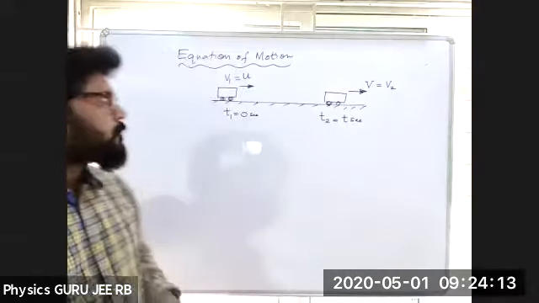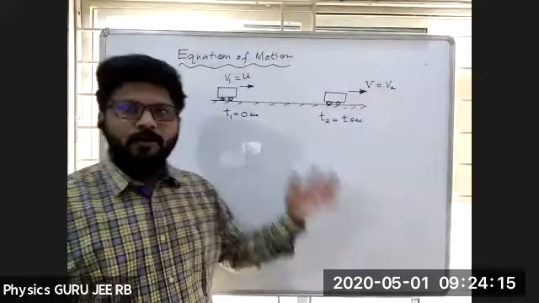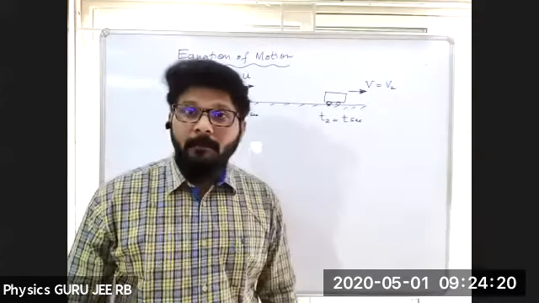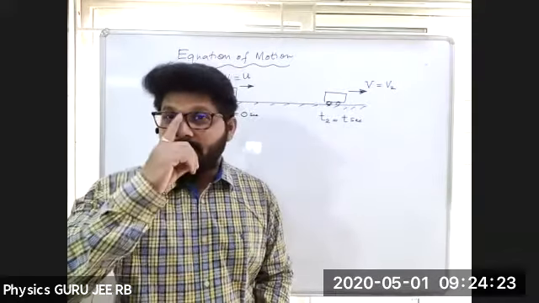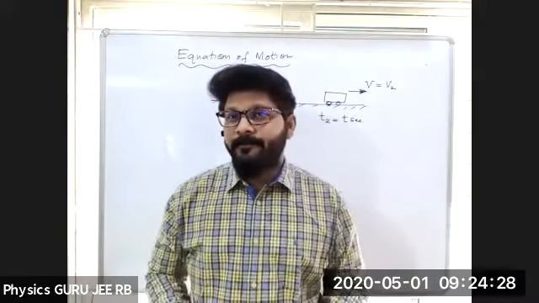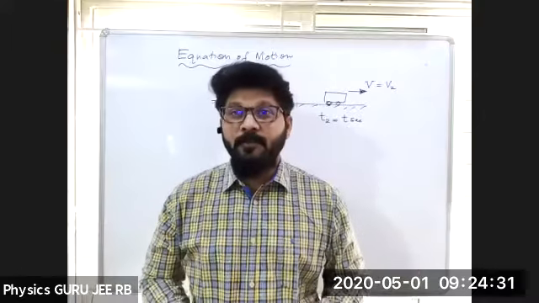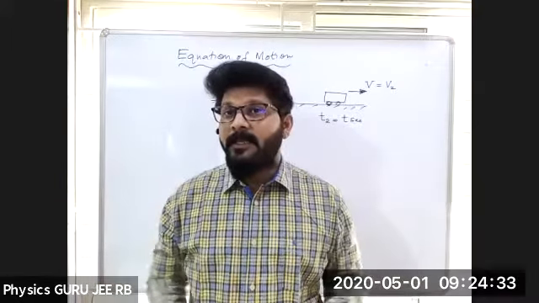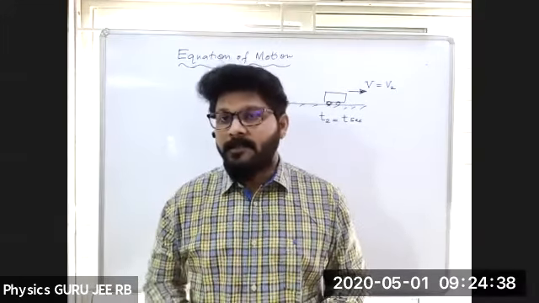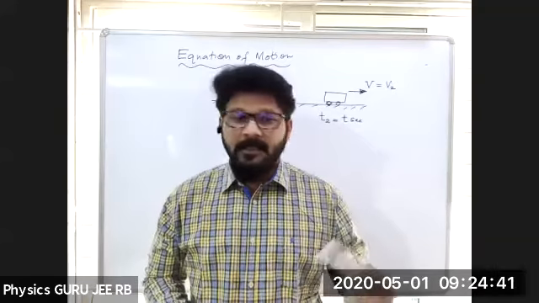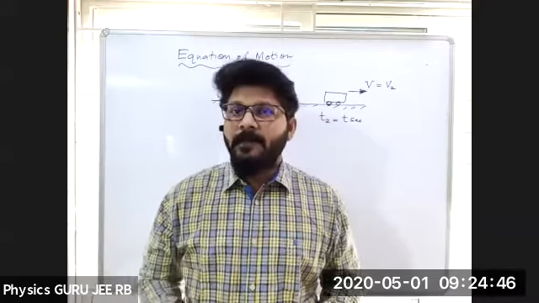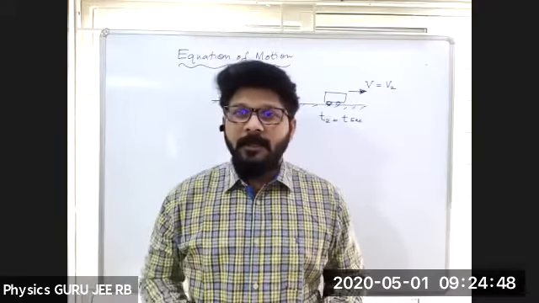Now we are going to start equations of motion in kinematics. So this is method one. I'm going to teach method one. How many methods are there? We have four methods to derive equations of motion. I think you might have studied in your lower classes only one or two methods, that is the definition method and the graphical method. Once graphs are done, then we'll go back to the graphical method.